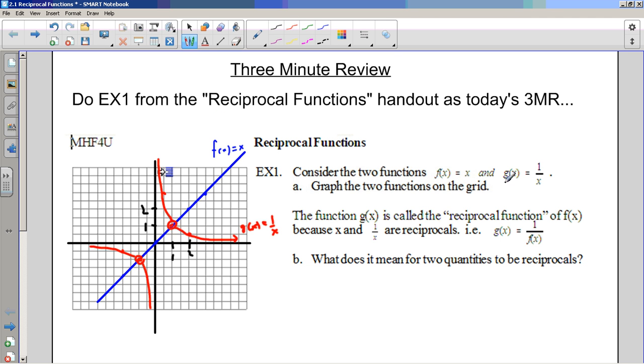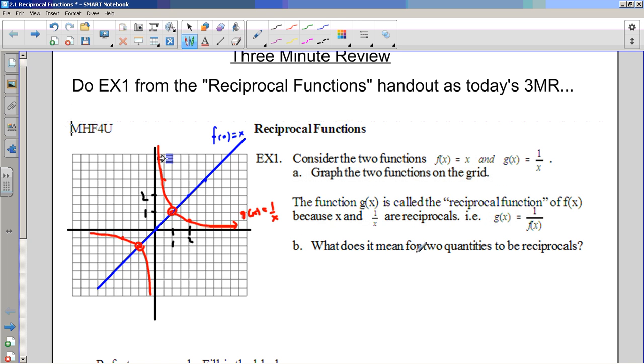In A, we're asked to graph the two functions f of x equals x and g of x equals 1 over x. So I did that in blue and in red, as you can see. The function g of x is called the reciprocal function of f because x and 1 over x are reciprocals, i.e. g of x is 1 over f of x. That's what they mean to be reciprocal.